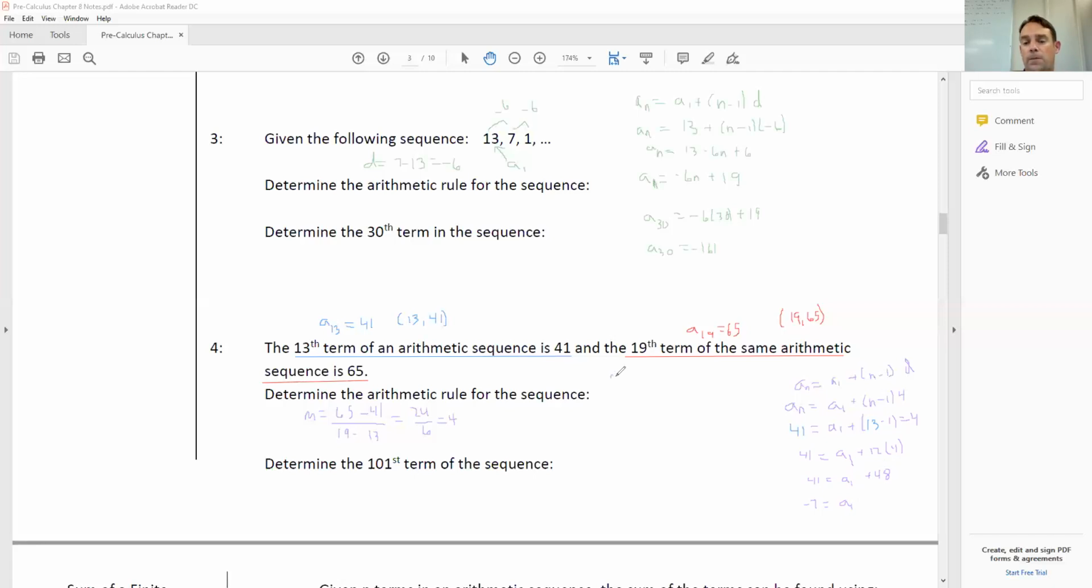So now I know my first term. I know my common difference. Friends, I can now go ahead and come up with the actual function rule, the sequence rule. So a sub n is negative 7 plus 4n minus 4. And that ends up being 4n minus 11. So we have our sequence rule.